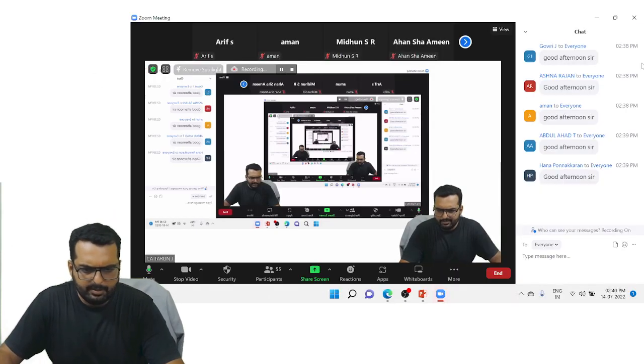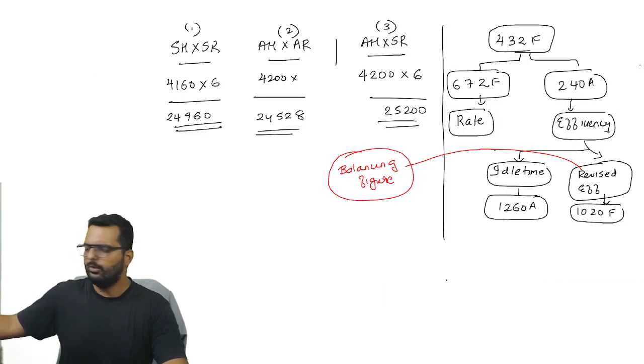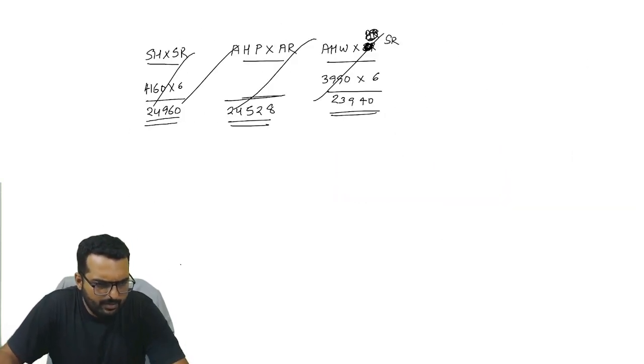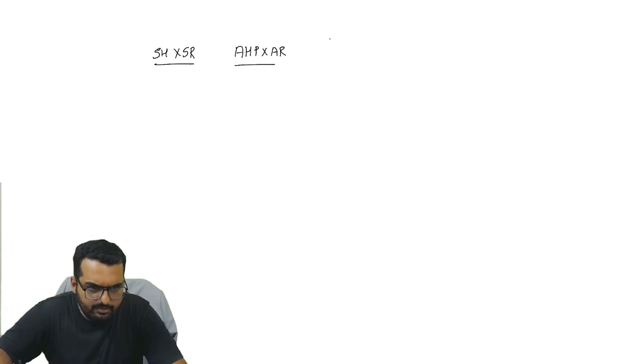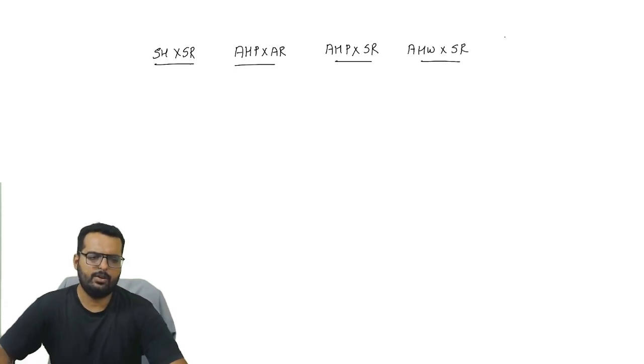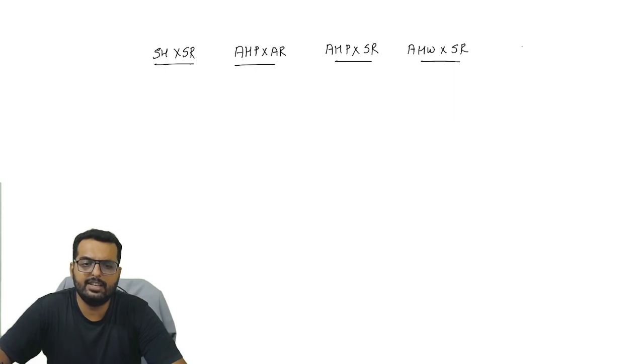Friends, I believe you all can see me now. All right, friends, I have found a solution for this problem. What we will do is this one question, we will solve it in this manner. First, we will write down SH into SR, AHP into AR, then we will have AHP into SR, then we have AHW into SR. And finally, we'll have RAHW into SR.